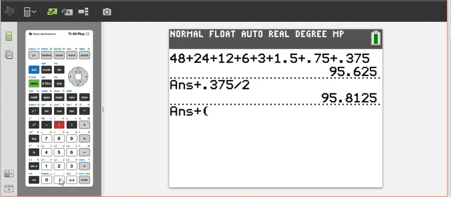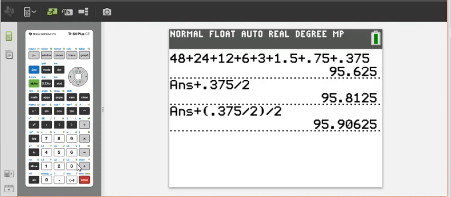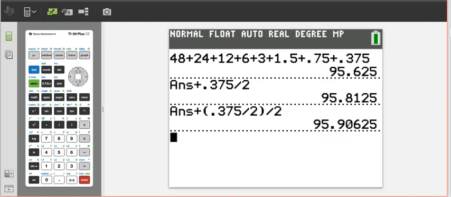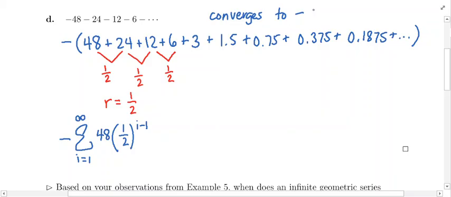Let's do this again. Plus 0.375 divided by 2 divided by 2. I don't know. It looks like maybe my guess here is that it's converging to negative 96. We'll have to check that out. But again, my guess is it's going to be negative 96 because it has to be a negative sum.